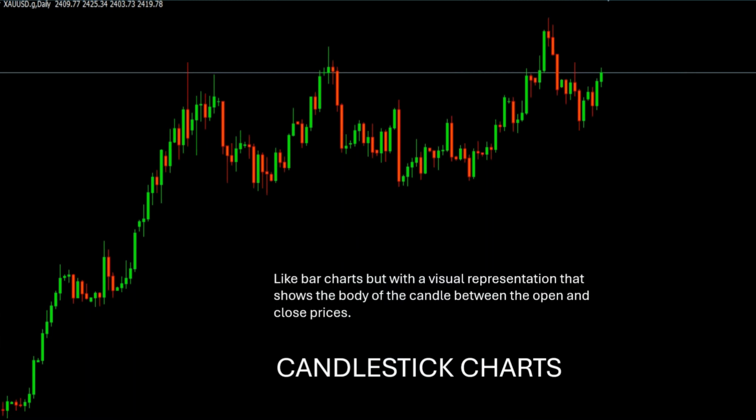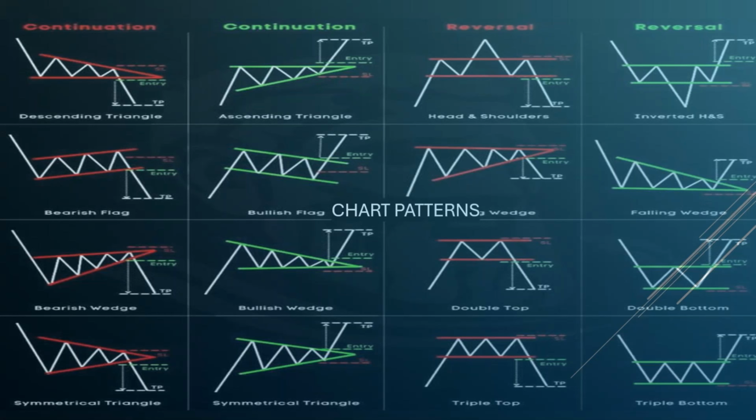So the candlestick is the most common. I think you would find it very helpful. This is like the bar, but the visual representation shows a body to the candle between the open and the closing. For example, this big red candle opened here and closed here. And this is the higher price. This is the lower price during this day. This is a daily chart of gold. So this is what we use to see the prices and know the moves.